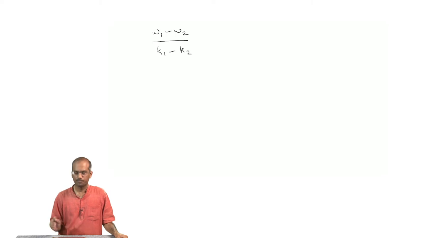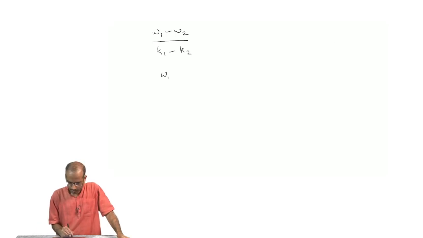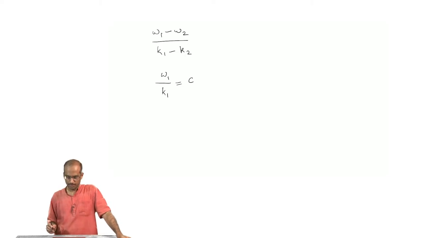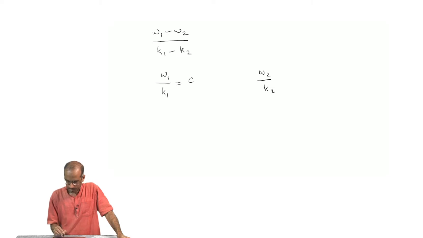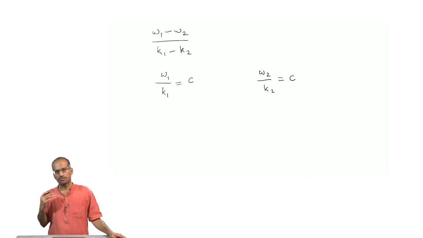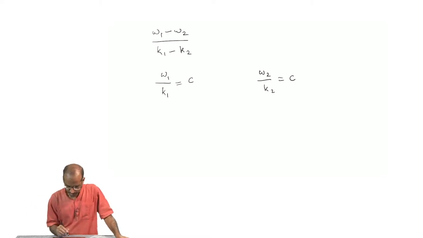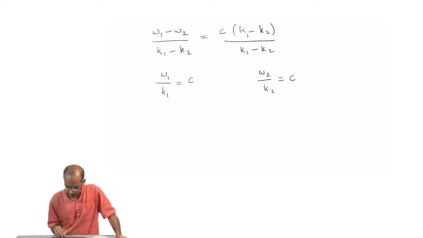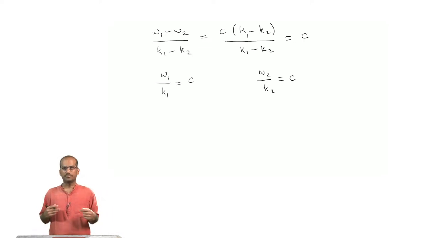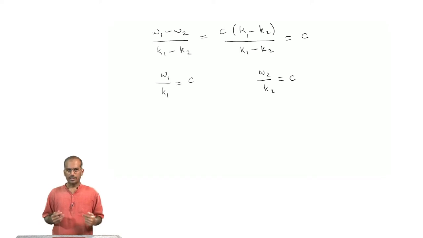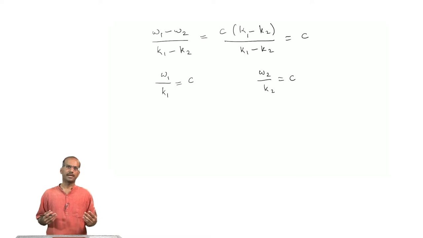So, which means that the phase velocity of the slower one would be omega 1 minus omega 2 divided by k1 minus k2. So, if I assume that omega 1 by k1 is equal to some velocity c and omega 2 by k2 is also equal to c itself. So, here the medium is such that omega 1 by k1 is equal to omega 2 by k2, which is equal to c. In which case I could write this equation as c into k1 minus k2 divided by k1 minus k2, and this is equal to c. So, each of the frequency components, which in this case is omega 1 and omega 2, would move together. In that case, they would maintain whatever phase relationship they had at initial time.